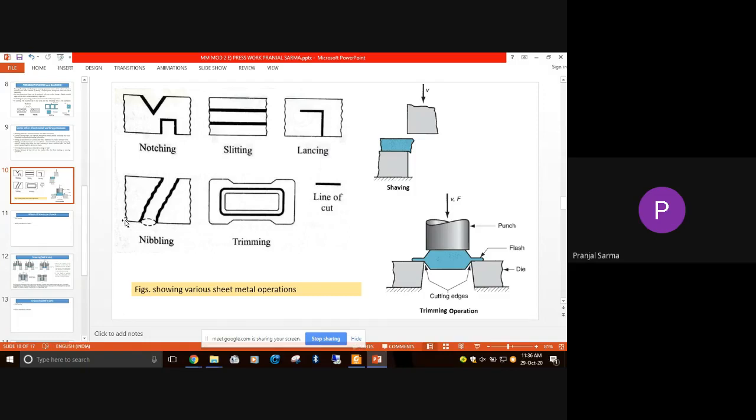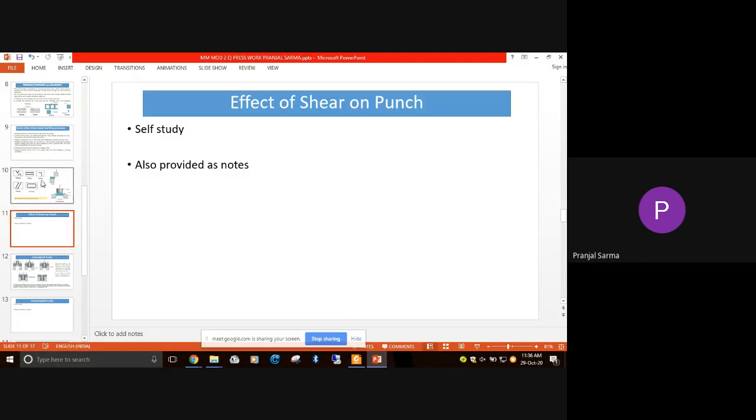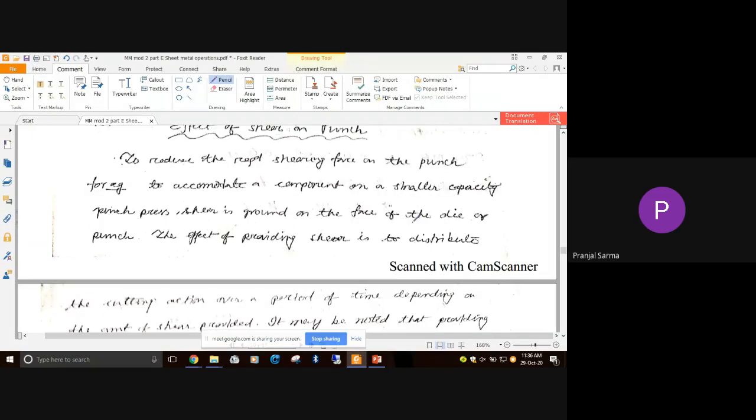Okay, thank you. So now we'll go to the next topic, which is about shear, the effect of shear on the punch. This particular topic is very easy. We sometimes provide some shear on the punch so as to get proper shearing action, and I have already given you this note. I want you to go through this note as well as some other books, and find out what is the effect of shear given on the punch.